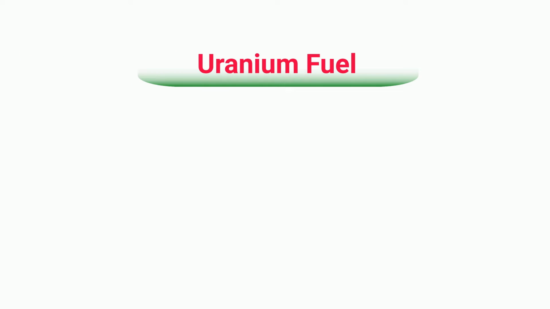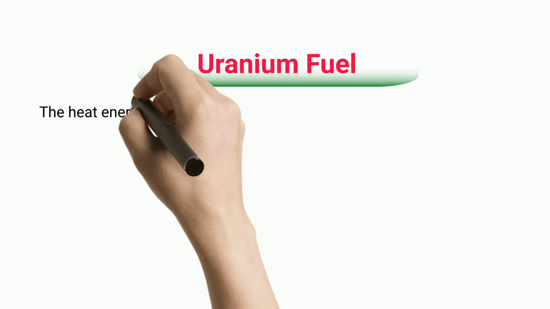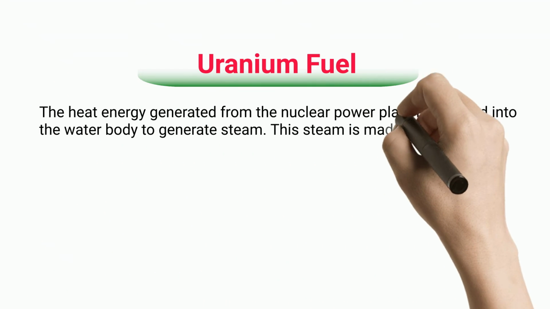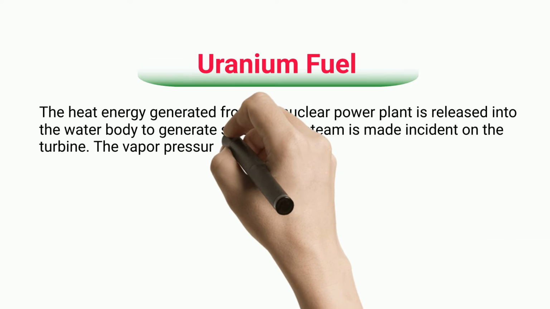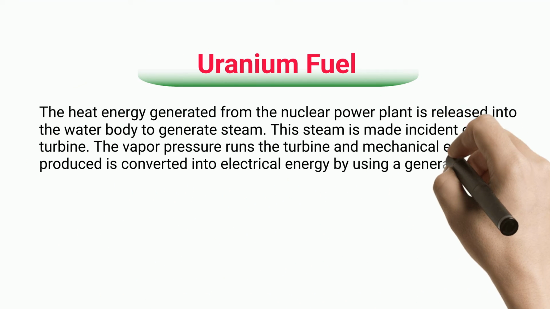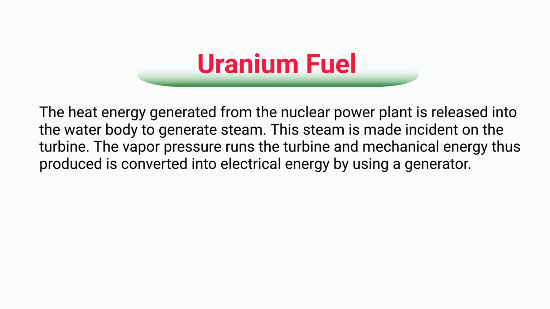Uranium fuel. The heat energy generated from the nuclear power plant is released into the water body to generate steam. This steam is made incident on the turbine. The vapor pressure runs the turbine and mechanical energy thus produced is converted into electrical energy by using a generator.